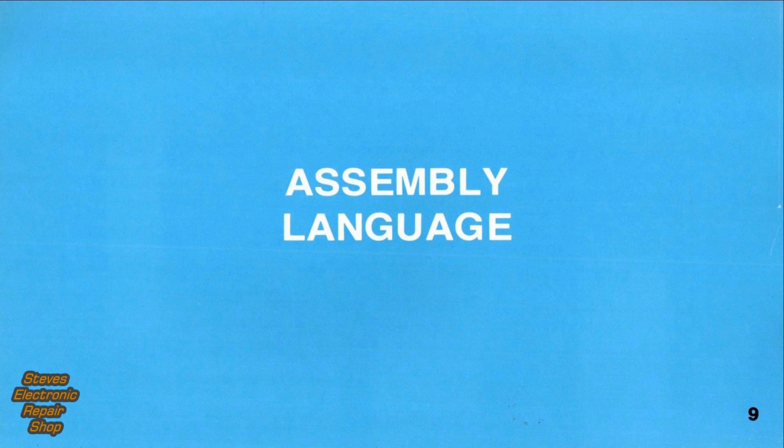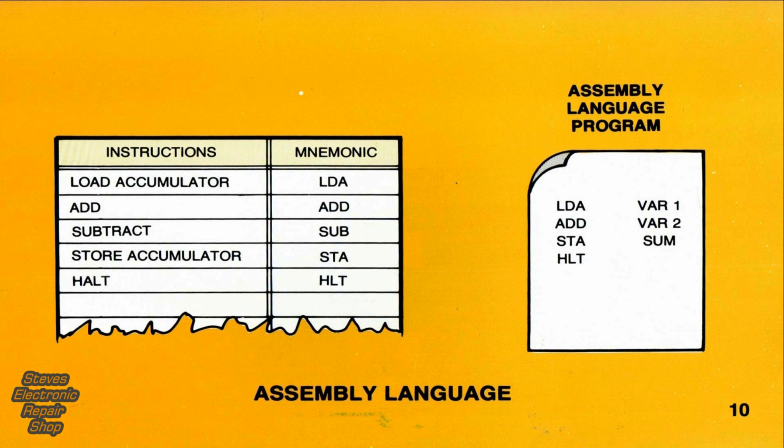A step up from machine language is assembly language. Assembly language has two distinct advantages over machine language. First, each instruction is represented by a mnemonic. The chart at the left shows a couple of mnemonics we might find in an instruction set.